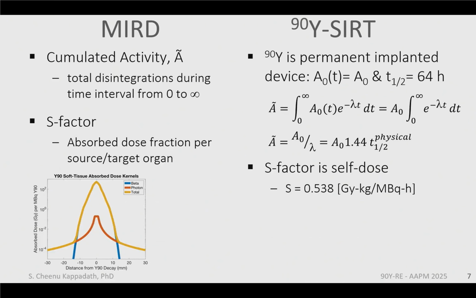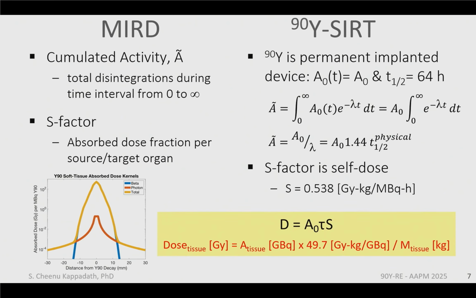In Y90, we have no photon emission. It's all electron emission, so the dose being deposited is all local, and that is illustrated by this profile here. The profile shown in yellow is the net dose deposited for a spot of activity sitting at 0. The blue is the beta dose, and the red is the photon dose. You'll see there's a crossover occurring at about 10, 11 millimeters. That crossover occurs at 6 orders of magnitude lower than the beta dose, so literally, the photon dose is a wash. We can just ignore it completely.